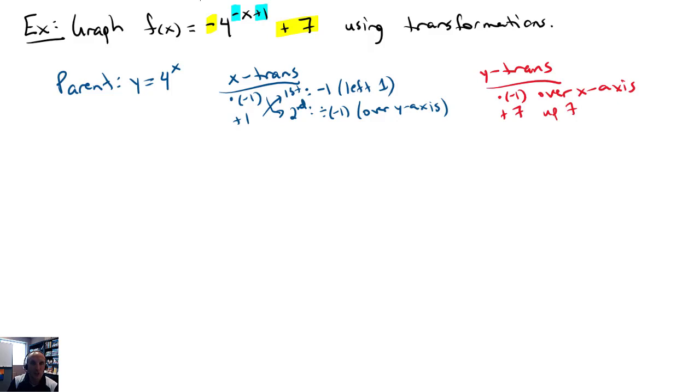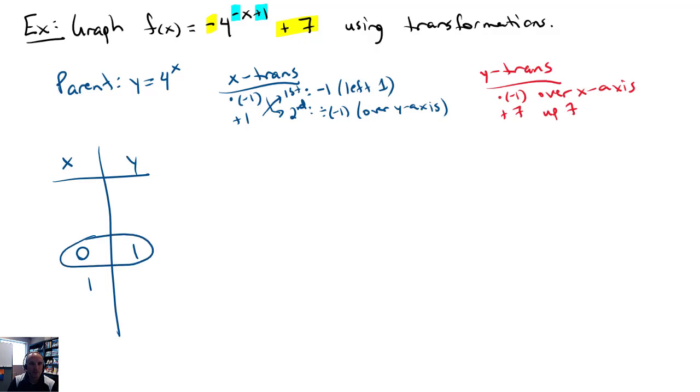Let's get to work. We'll generate our parent function. I'll do that with an xy table. Starting with the reference point. And I want to make sure I don't forget my asymptote. It's easy to forget that.